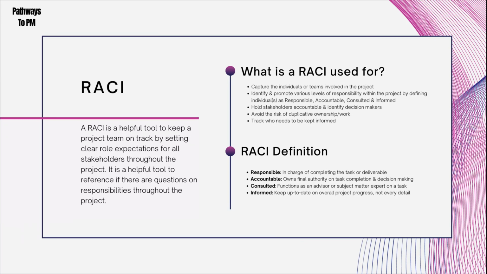The RACI is a helpful document to keep a project team on track by setting clear role expectations for all stakeholders throughout the project. It is super helpful to reference if there are questions on responsibilities throughout the project.